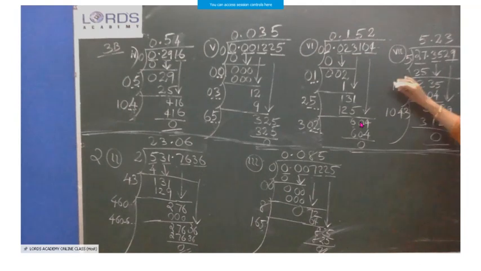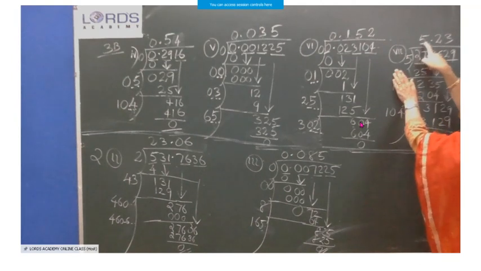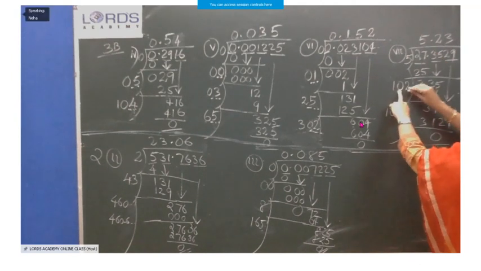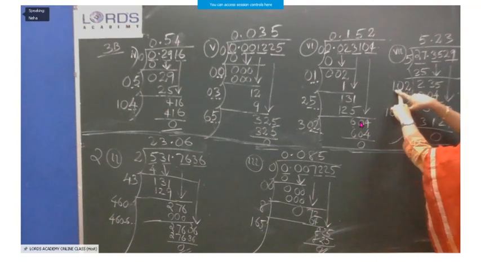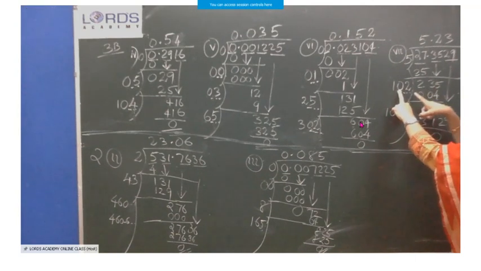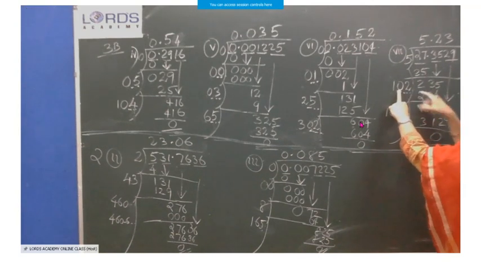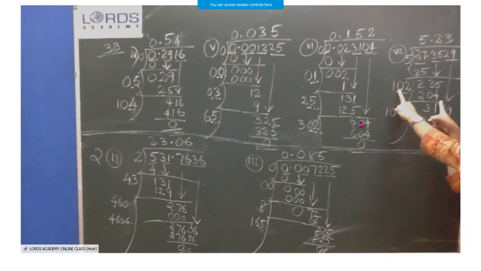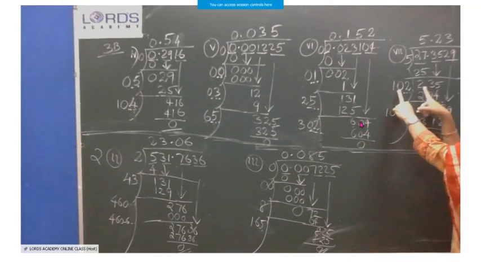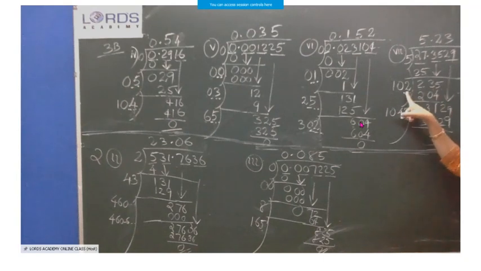How you will get the new divisor? It was 5, it's double, 10. And this 2, how I got? 102 into 2, you will get 204. If you are trying 103 into 3, it will exceed 235. So 2 is matching. 102, that 2 I have written here. So 102 into 2, 204. Subtraction 31.